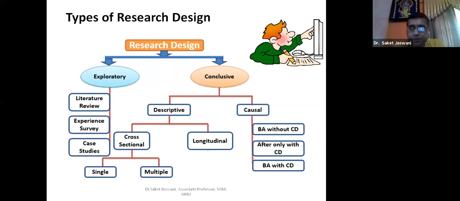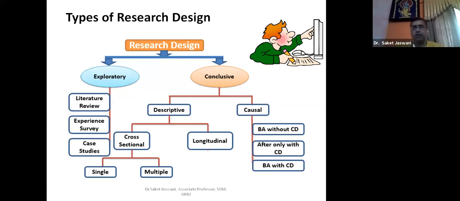And in conclusive research, there is another, the cause and effect research design, that is known as causal research design. These are basically the experimental research designs where we conduct experiments. We check the effect of one variable on other variables, their relationships, and their effect on each other. So 3 types of research designs are there: before and after without control design, after only with control design, and before and after with control design.